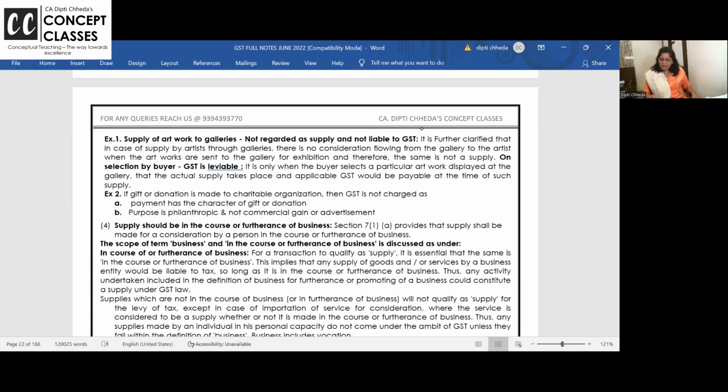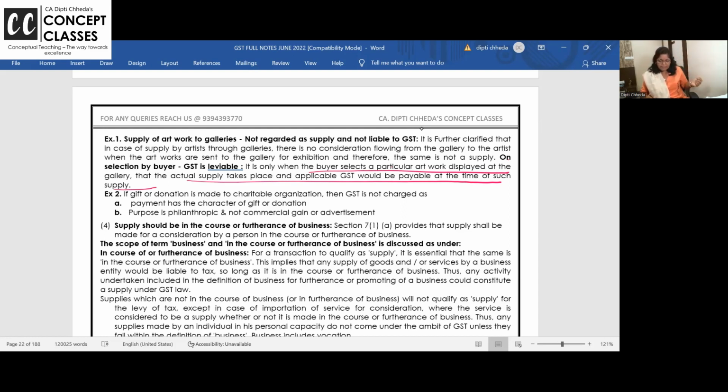It is further clarified in case of supply by artists through galleries. There is no consideration flowing from gallery to artist when the artworks are sent, and that is not supply. It is only when the buyer selects a particular artwork displayed at the gallery that actual supply takes place and applicable GST would apply. Here, time of supply is important. Painting is received by the gallery today, but if it is sold after 3 months, GST will be charged after 3 months, because the important thing for supply under GST is consideration.